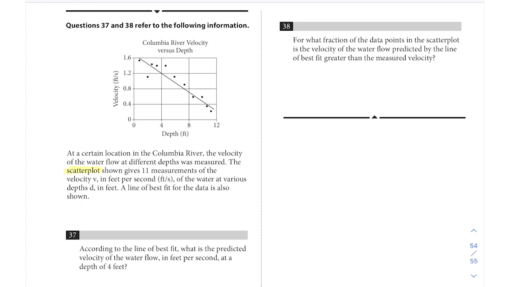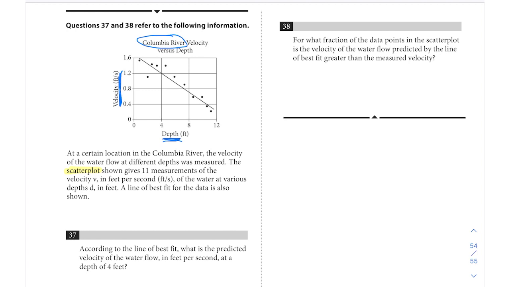Here we see a scatter plot, and in the scatter plot, they show a bunch of data points, and we're looking at velocity versus depth. So basically what we're seeing here is that as this particular river, the Columbia River, gets deeper, as the depth goes up, the velocity slows down. So basically where all those rapids are going to be is where it's a little bit less deep, and when you get to those greater depths is where the velocity of that flow is going to slow down.